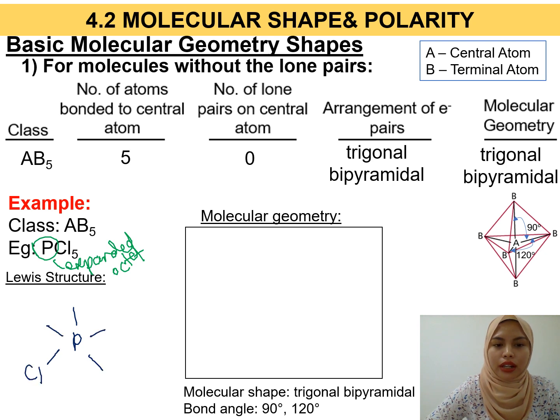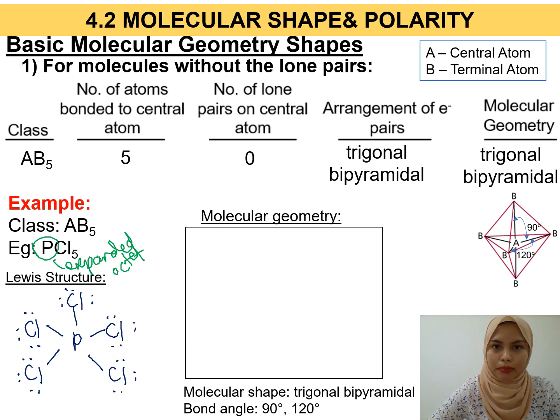And you are clueless about the shape of PCl5. But don't worry, lengkapkan semua lone pair sebab Lewis structure kan. Lewis structure tak boleh tu kalau you tak lengkapkan dia punya lone pair. P ada lone pair tak? P tak ada lone pair. Sebab apa? Sebab bila you nak lukis Lewis structure of PCl5, bila you kira balik all of the electrons here, it will just be the same as the electrons that you count or in PCl5.